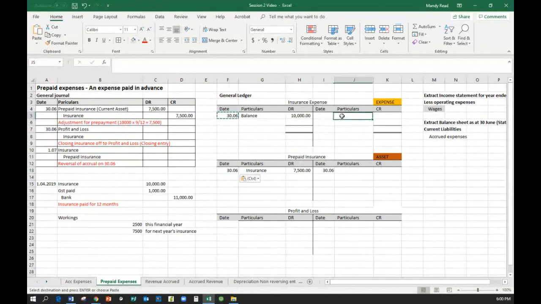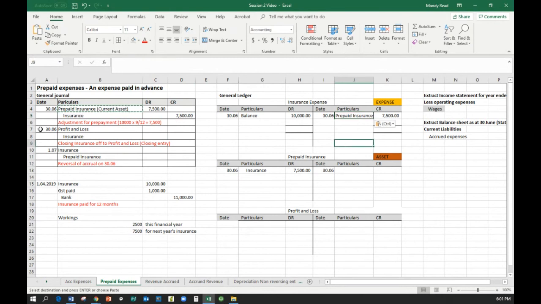Now we're going to go into the insurance account and we're going to take $7,500 out of the insurance account. Where are we putting that $7,500? In other words, what's the name of the account on the other side of the equation that's being affected? And it is your prepaid insurance.